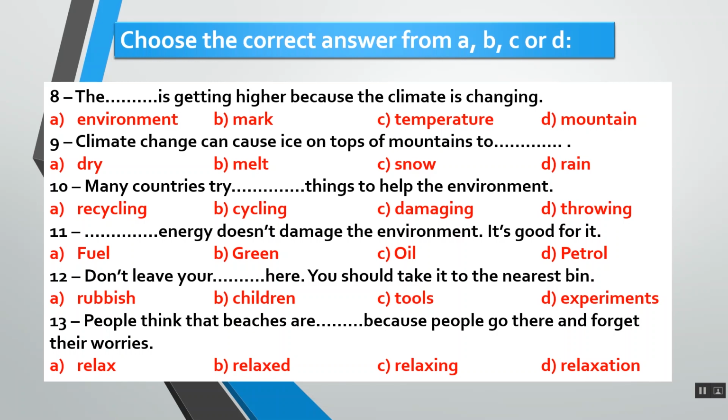Let's know the answers. The temperature is getting higher because the climate is changing. Climate change can cause ice on tops of mountains to melt. Many countries try recycling things to help the environment.